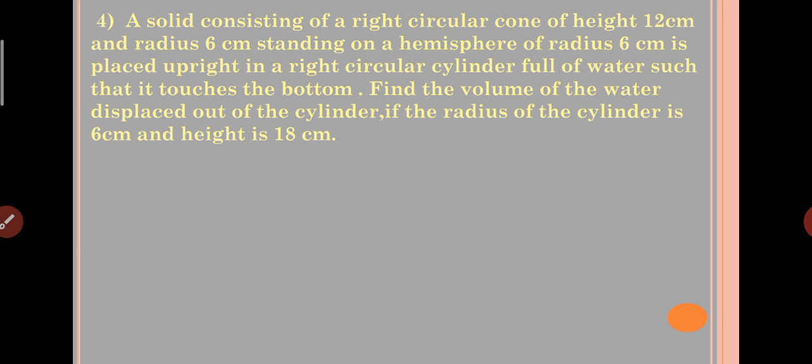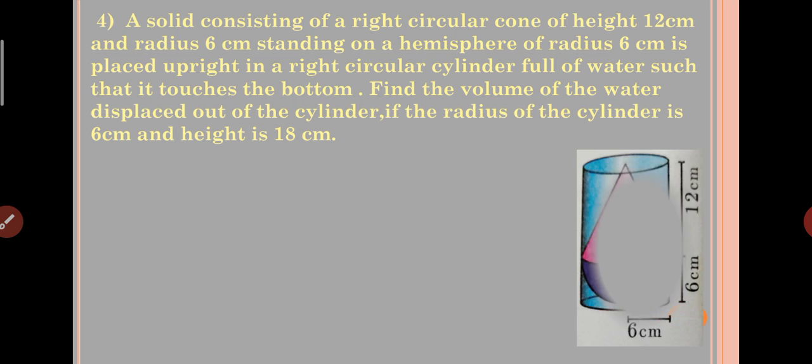Okay, that cone is standing on a hemisphere whose radius is 6 cm. Understand children? So at the bottom is the hemisphere, and on the hemisphere the cone is standing, of height 12 cm. The radius of the cone as well as the radius of the hemisphere is 6 cm. They placed this solid upright in the right circular cylinder which is full of water. If you place that solid in the cylinder, what will happen? Some water will be displaced out. Now they ask you to find the volume of the water displaced. See the diagram. Now I hope you understand the question.